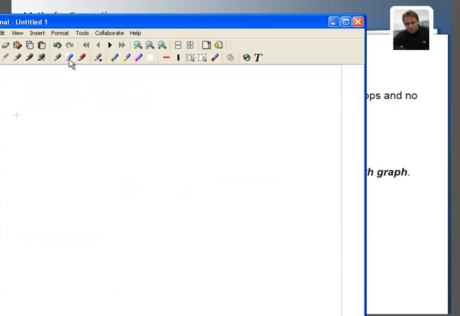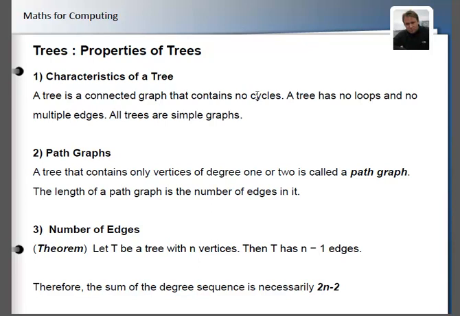So first off, here's a vertex, here's a vertex, here's a vertex, here's a vertex, here's a vertex. And here is an edge. Now, it's a connected graph. So what we have there is a tree. But if we add this vertex in with no edges, this is now not a tree. We could bring that back and put in an edge there. So now this is again a tree. So it's a connected graph that contains no cycles.